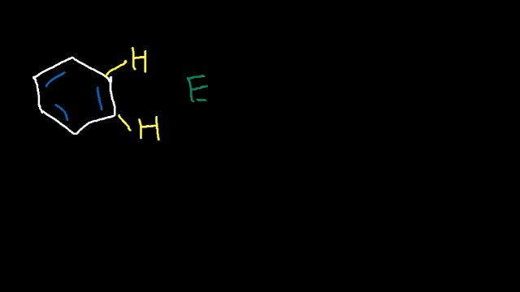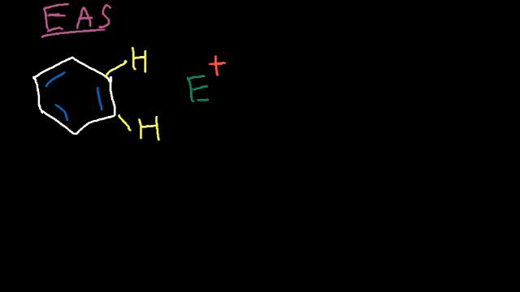So here's benzene. It's aromatic, very stable. And I'm going to draw two hydrogen atoms. Now each carbon atom has at least one hydrogen atom. And we're going to react it with an electrophile. So let's go over the mechanism for the electrophilic aromatic substitution reactions, which I'll refer to as EAS reactions.